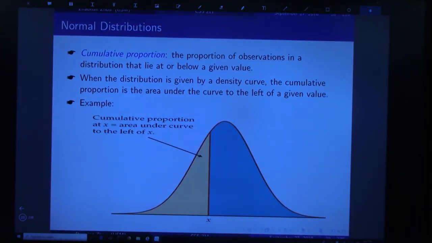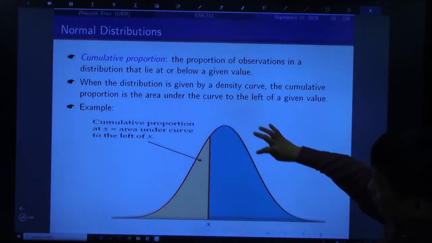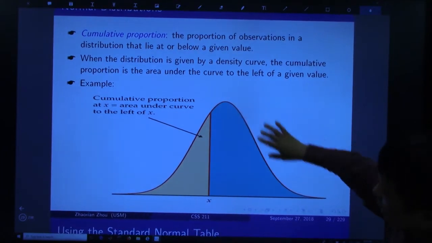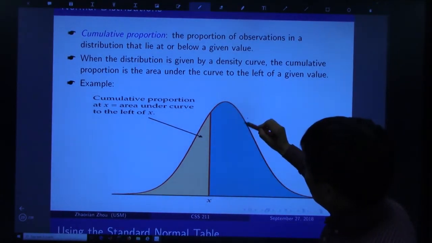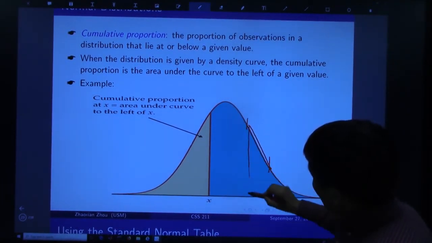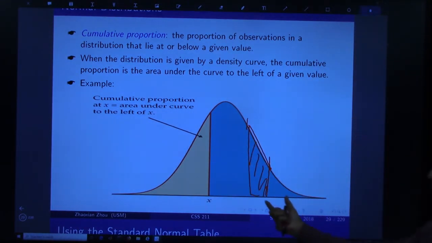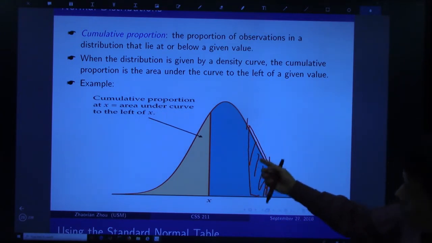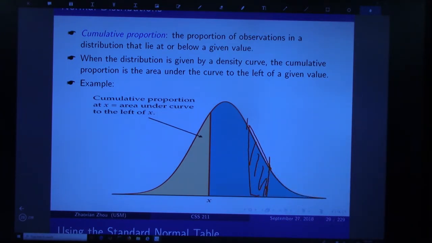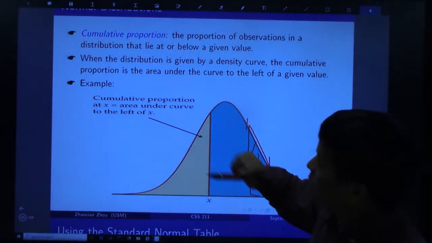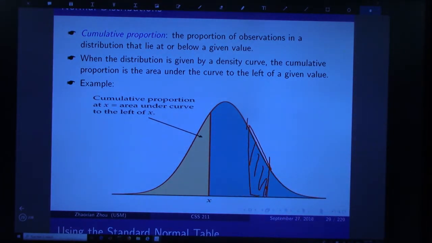We just mentioned that for any density curve, the area under the curve and above any range gives us the proportion of the data within this range. This is always true. Now there's another concept called cumulative proportion. Cumulative proportion is the proportion of observations in a distribution that lie at or below a given value.